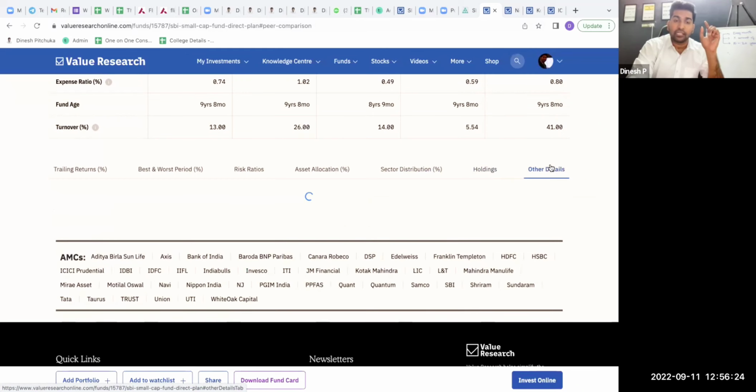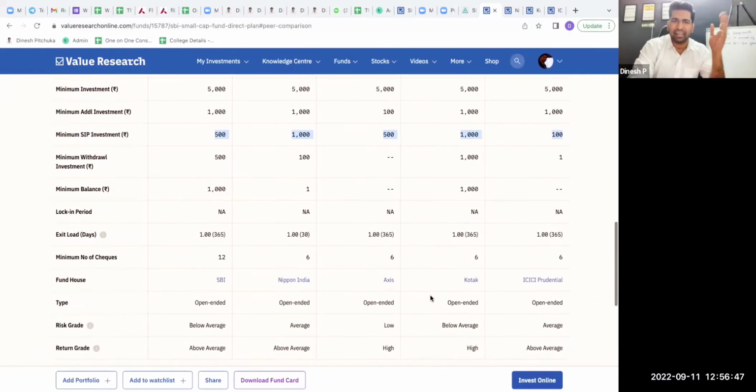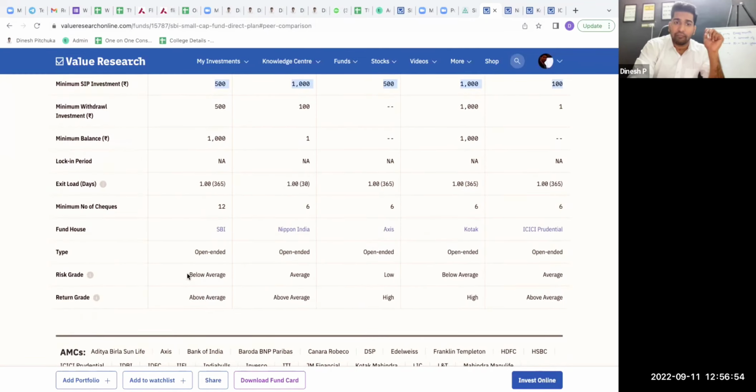Major analysis will be on the stocks, and how much money you have to invest in each one of them. Initial investment is this one, after that additional investment. SIP is 500. Someone is saying 100, that can be done here in Axis Bank. SIP is 500 and 1000 in some cases, but that's the major bracket we get into. Risk category, risk grade: below average, average, low, below average. Return, see here: above average, above average, above average.